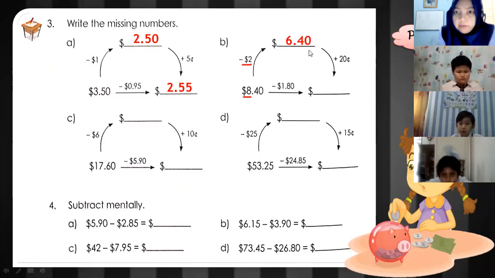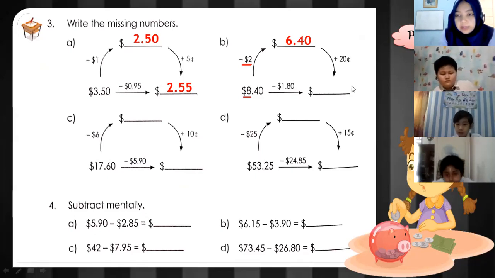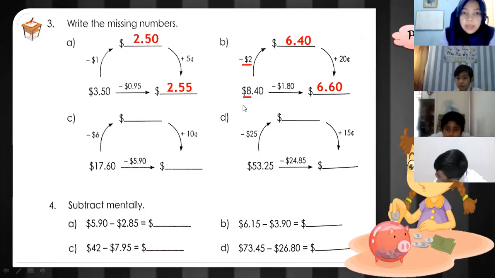$6.40. Good. Nah, after that, you plus with 20 cents. Berarti dollarnya still the same. Sense-nya yang berubah. How many? 40 plus 20. Ya, Stephen ya. Oke. Ayo, Stephen. 40 plus 20. Yang lagi 60. So, the overall answer, $6 and... $6.60. $6.60. Yay, very good. Next, 3C, Shabil.